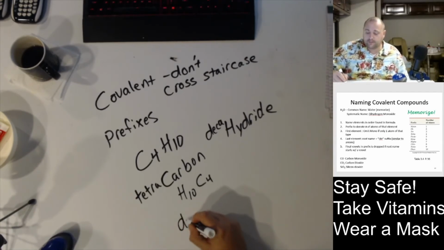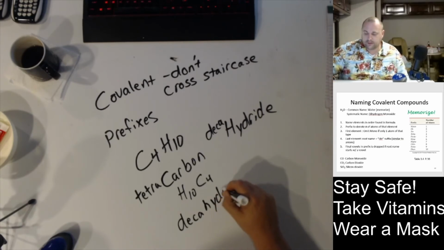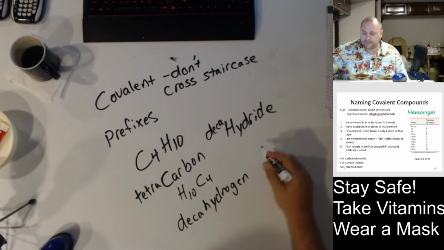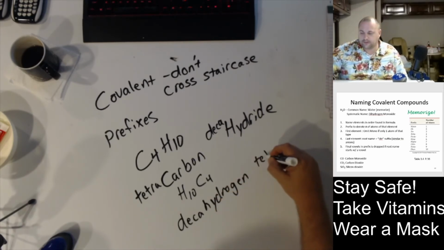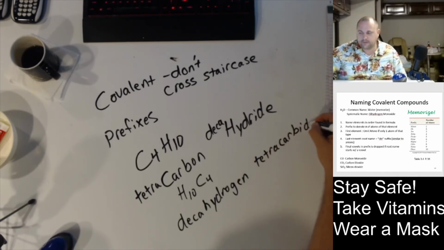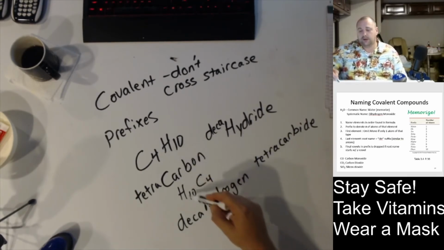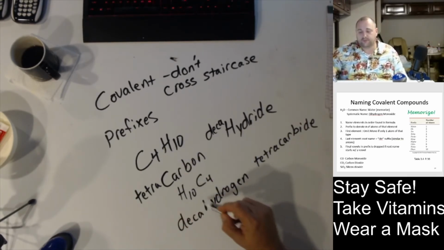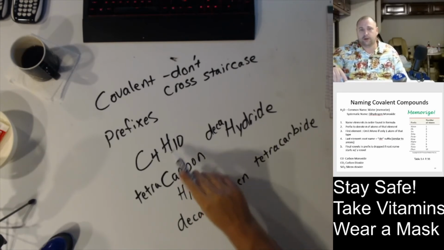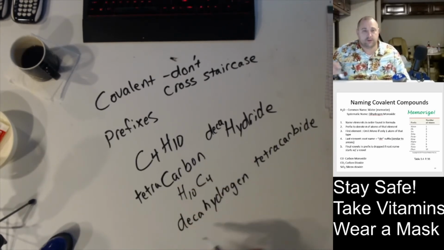Now, careful. If I wrote this differently, it's got a different name. Now I have decahydrogen tetracarbide. And so that's what's nice about this system. You'll get different formulas from the different names, but when I go and look at these and pull them off the shelf, you'll see that they're the same.